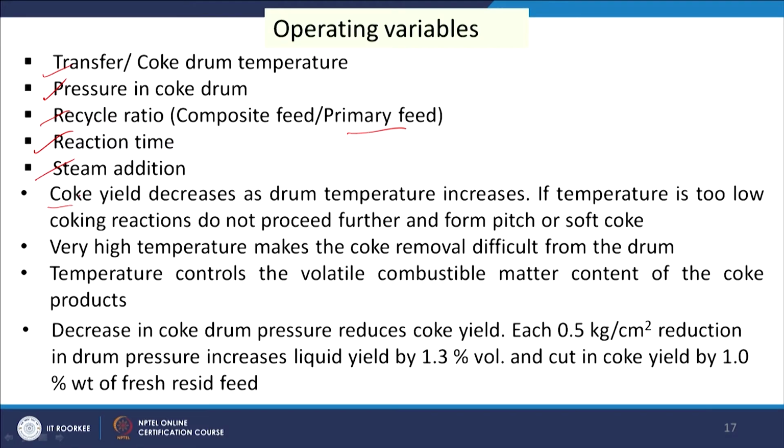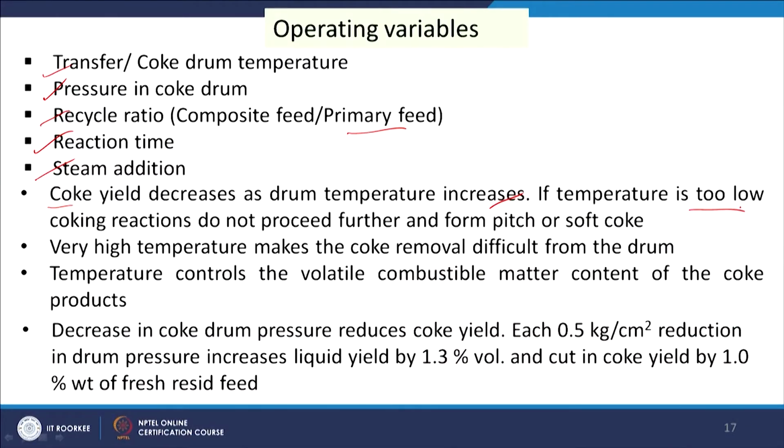It has been shown that if we increase the drum temperature, then coke yield decreases, because more cracking takes place and the lighter parts go off. If the temperature is too low, then the coking reaction does not happen. So, we have to select an optimum temperature in the coke drum. Very high temperature makes coke removal from the drum difficult, and temperature controls the volatile combustible matter content of the coke products.